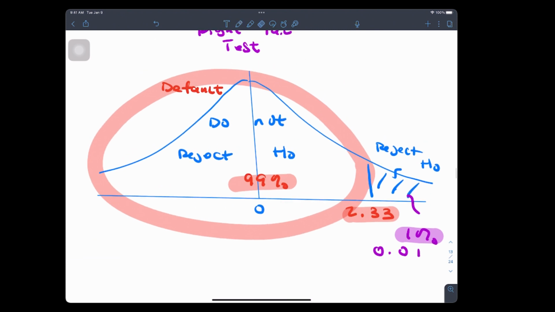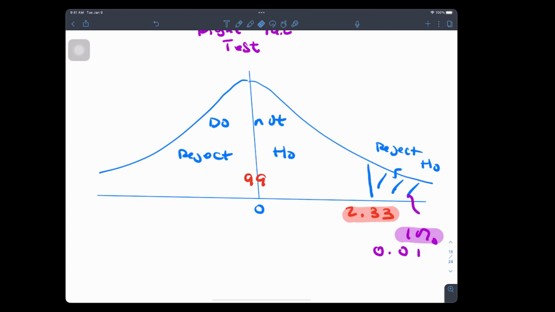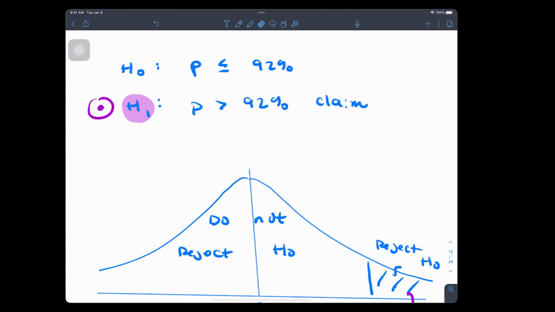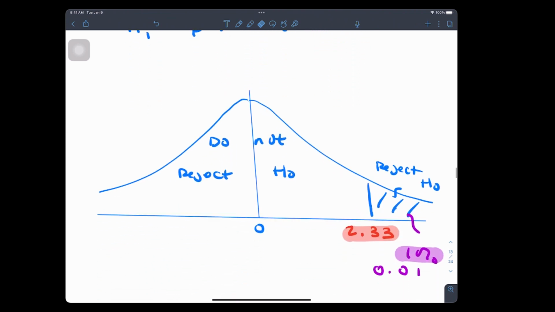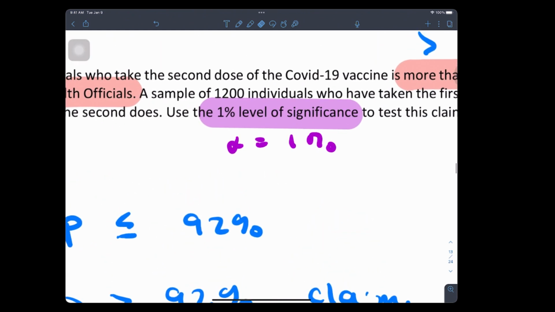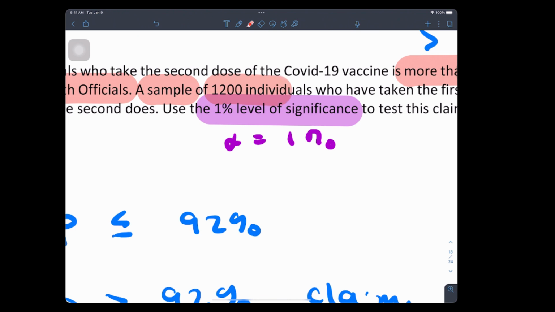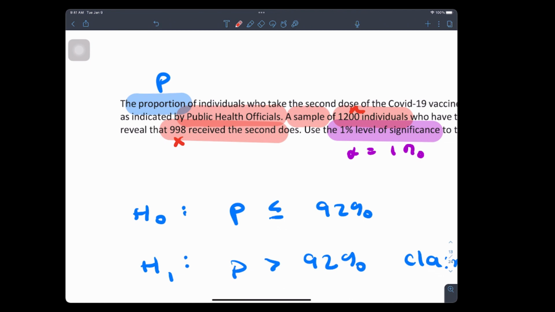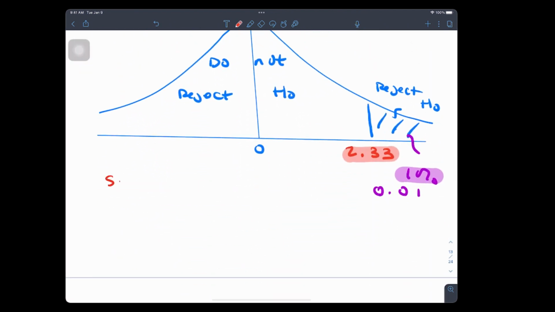All right. So I'm just going to erase all this because we already got the information we need. We don't want to get distracted. This is our decision rule. We set up the hypothesis. So it's a right tail test. All right, ladies and gentlemen, let's go take our sample. A sample of 1,200 individuals have taken the first dose. 998 received the second dose. What does that actually mean? What's your sample size? What's the 998? Isn't that the successes? That's X. So sample here is 1,200, and 998.